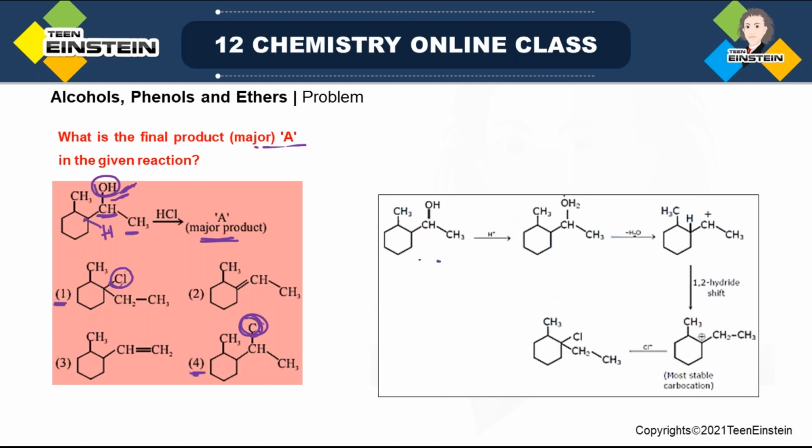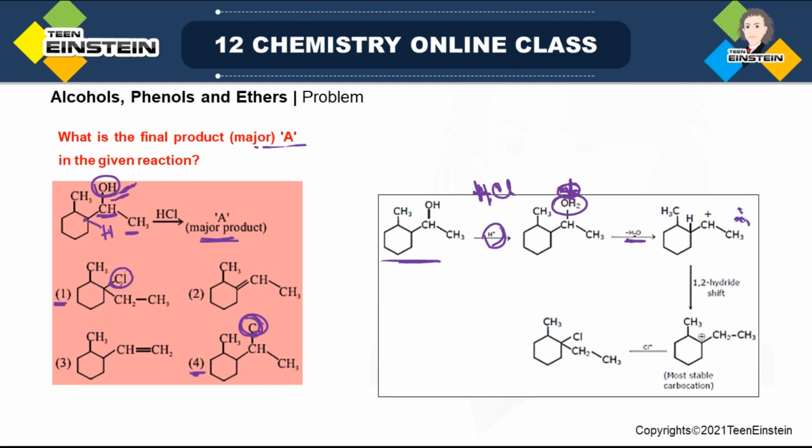This is the starting substrate in presence of H plus, which is basically coming from HCl. First, there is protonation of this oxygen, and oxygen is now positively charged. It will be removed in the form of water. There is positive charge over carbon. Now this carbon is 2 degree.